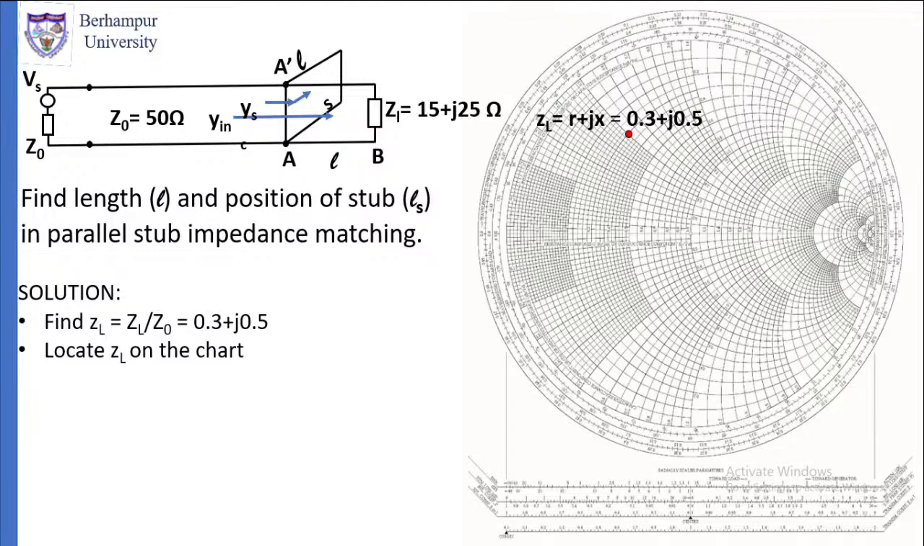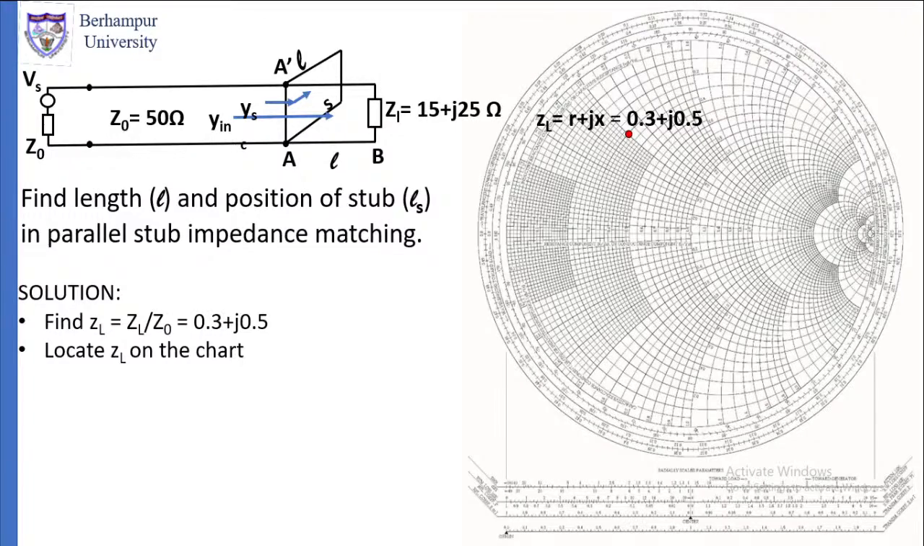How do you find it? ZL by Z0, which is 15 by 50, that is 0.3, so R is equal to 0.3. Then 25 by 50, that is 0.5. So the first point is to find zL, which is equal to 0.3 plus j0.5. So if you have a Smith chart, take the Smith chart out and do this.